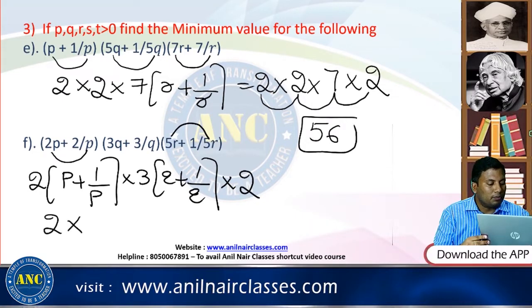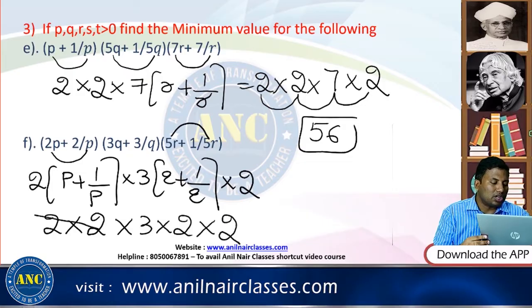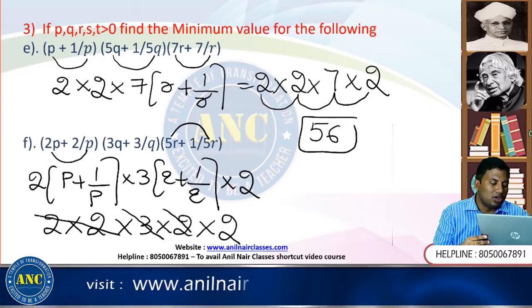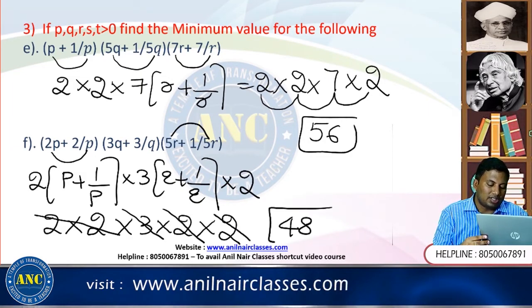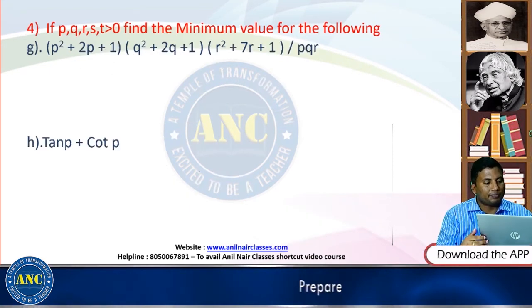2 into (p plus 1 by p) is 2. Q plus 1 by q is 2 into 2. 2 2s are 4, 4 3s are 12, 12 2s are 24, 24 2s are 48. Answer for this question is 48. I hope it is clear.